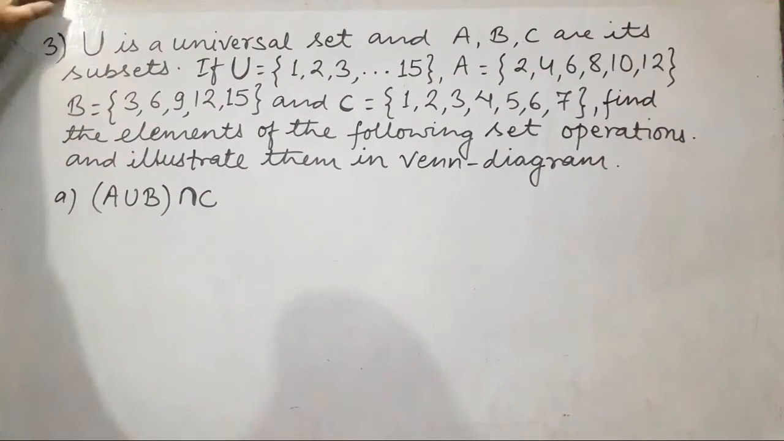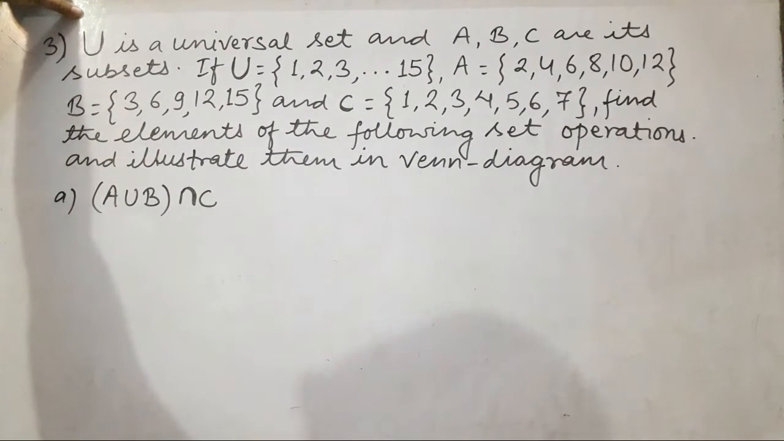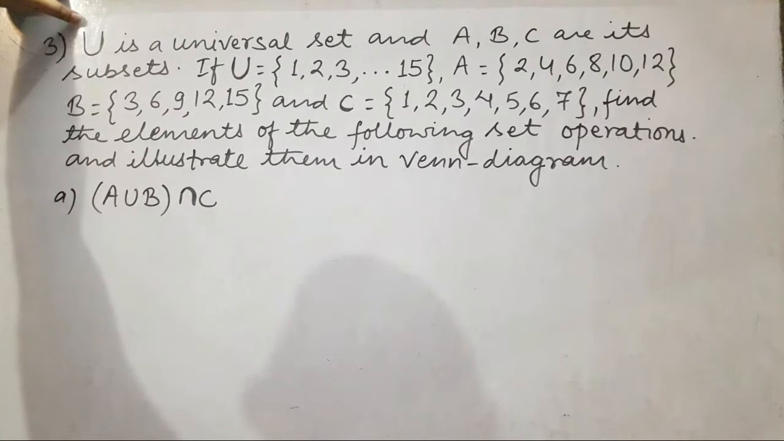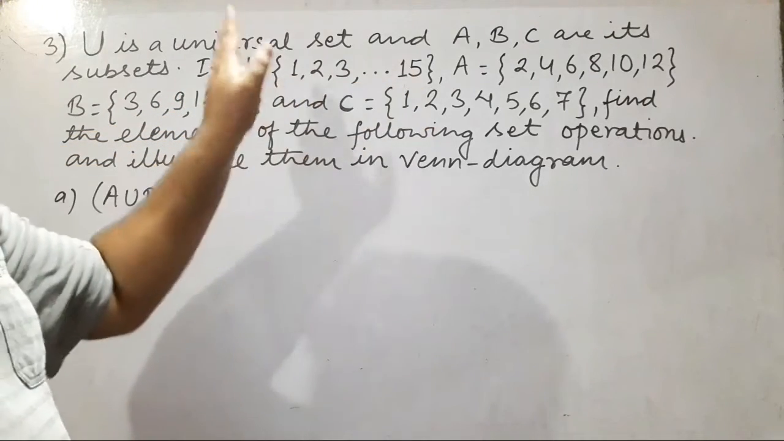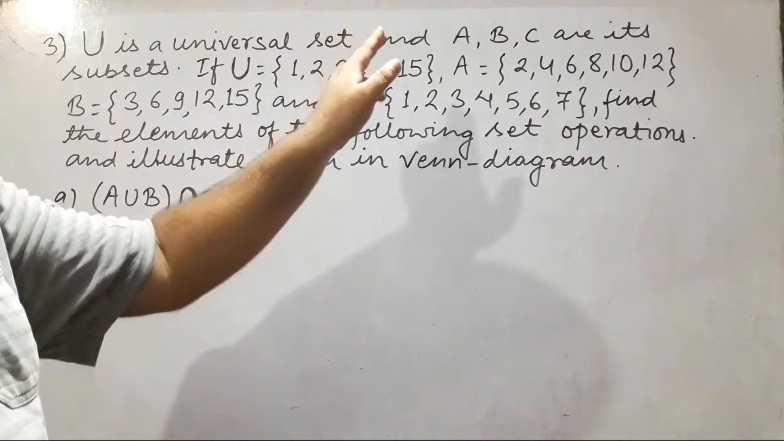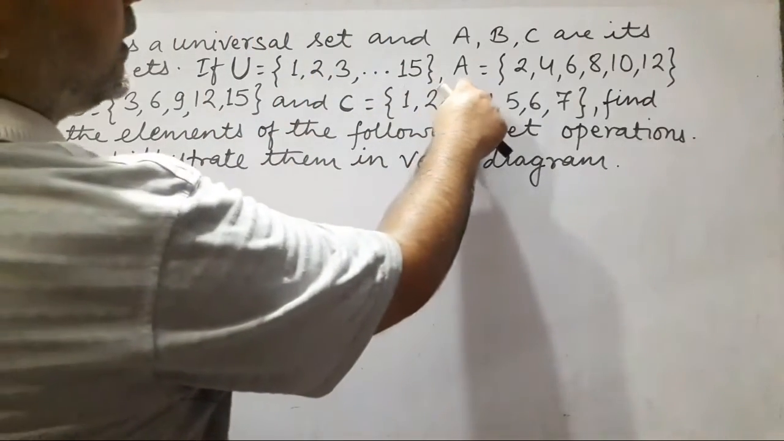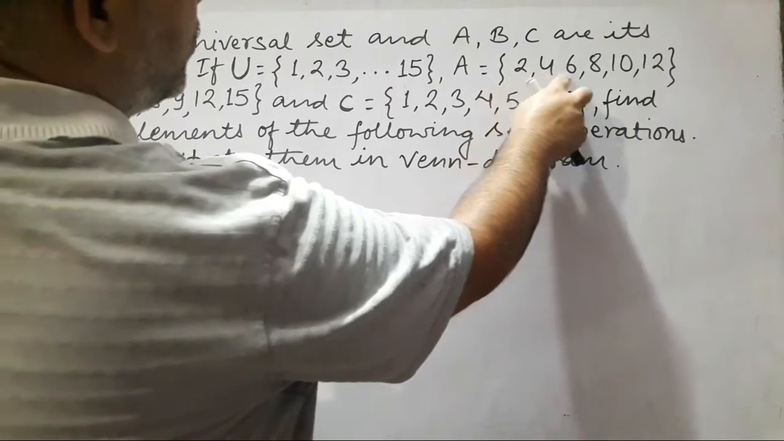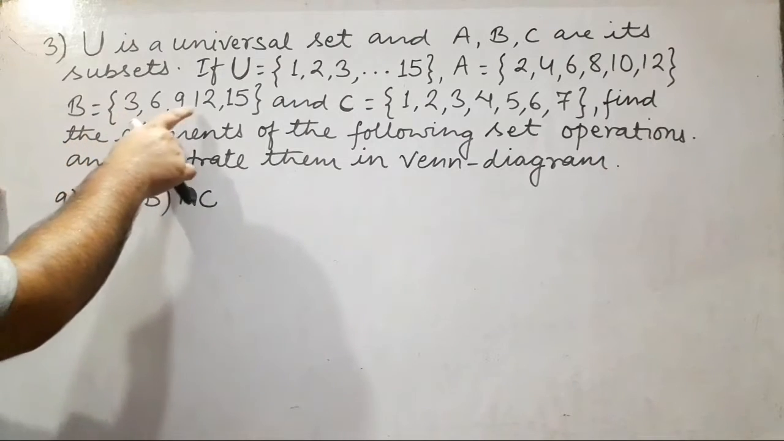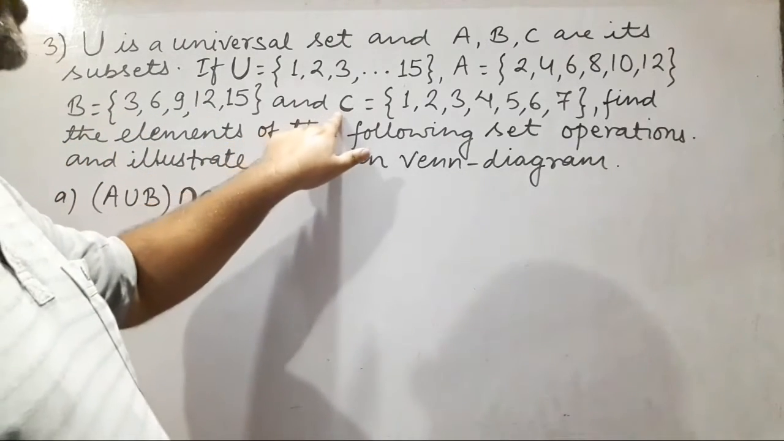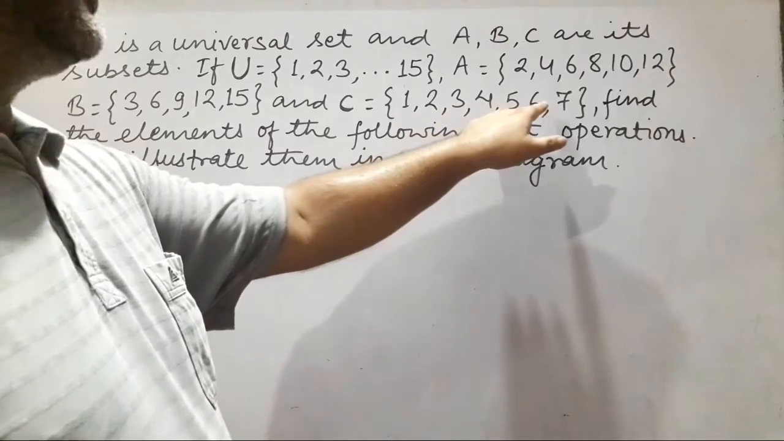Question number 3. U is a universal set and A, B, C are its subsets. That is, A, B and C, these three subsets should lie inside the universal set U. The universal set has the elements 1, 2, 3 up to 15, that is 1, 2, 3, 4, 5, 6, 7, 8, 9, 10, 11, 12, 13, 14, 15. Set A has the elements 2, 4, 6, 8, 10, 12. Set B has the elements 3, 6, 9, 12, 15. And set C has the elements 1, 2, 3, 4, 5, 6 and 7.